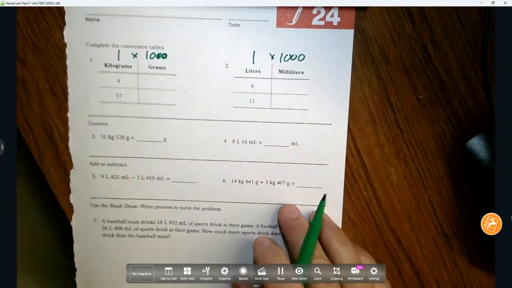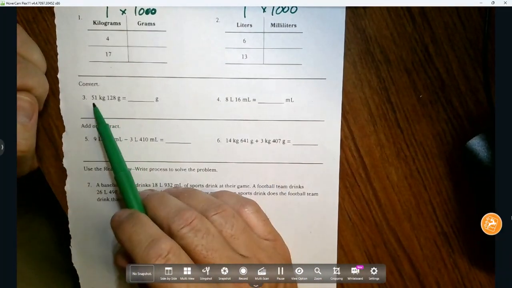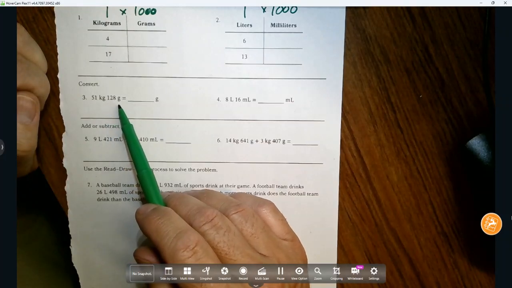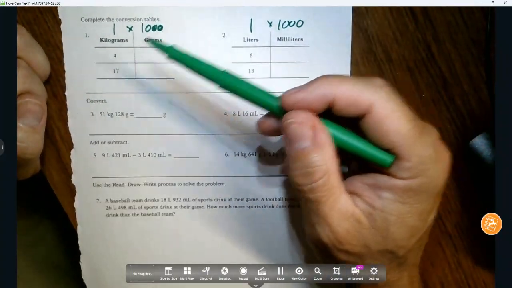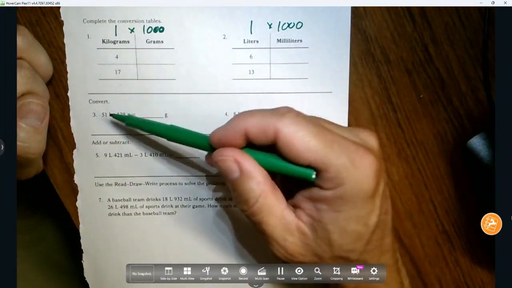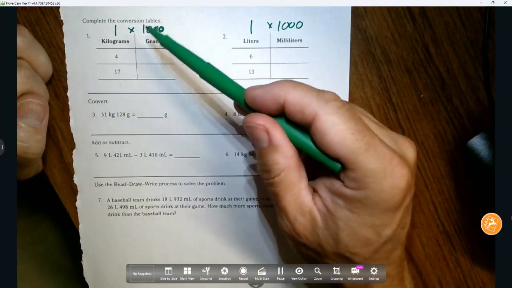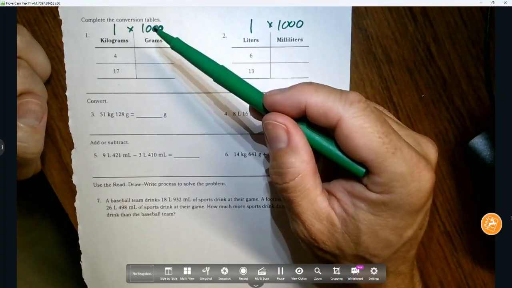So if we look down here at number 3, we have 51 kilograms and 128 grams equals how many grams? Here's our kilograms to grams conversion. We have 51 kilograms, so multiply that 51 by 1,000.